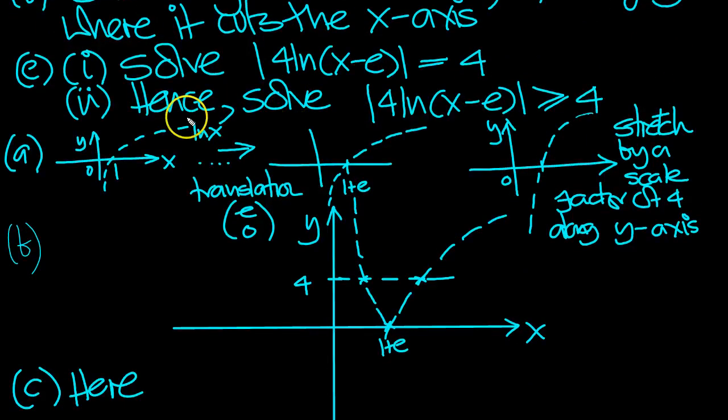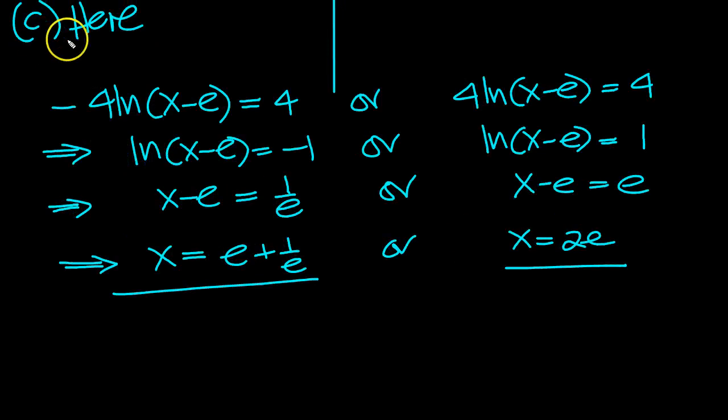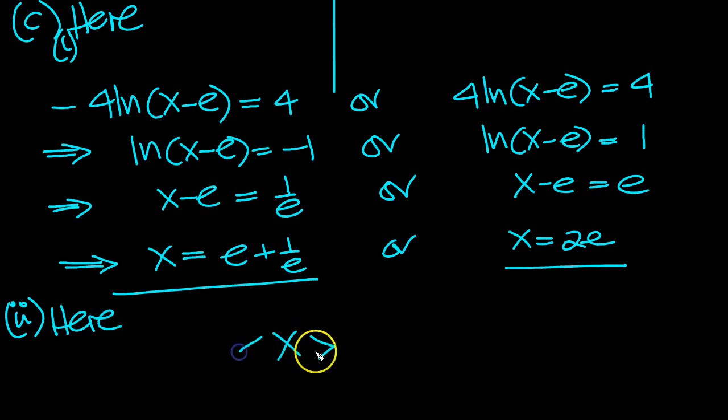So there's the two answers then for part C. Hence solve this inequality here. Well, when is this modulus bigger than or equal to 4? Well, it's bigger than or equal to 4 here and here, so it can touch this value. So part 2. So here it can go up to, I'll get it right in a minute, it's going to be less than and go up to and touch e plus 1 over e.